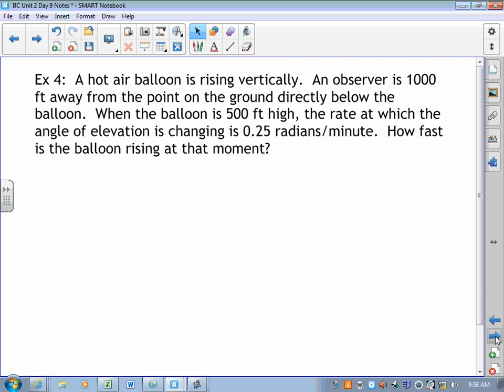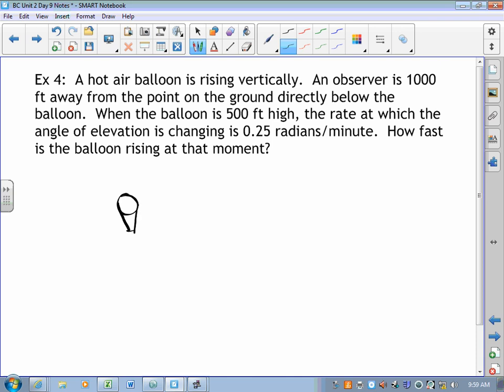A hot air balloon is rising vertically. An observer is 1,000 feet away from the point on the ground directly below the balloon. When the balloon is 500 feet high, the rate at which the angle of elevation is changing is 0.25 radians per minute. How fast is the balloon rising at that moment?